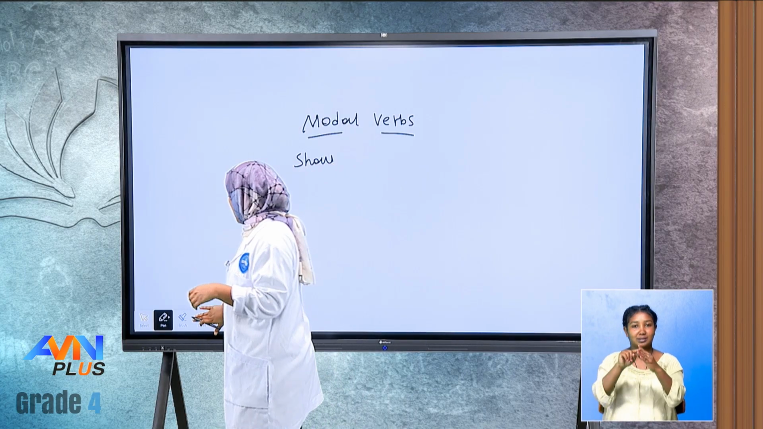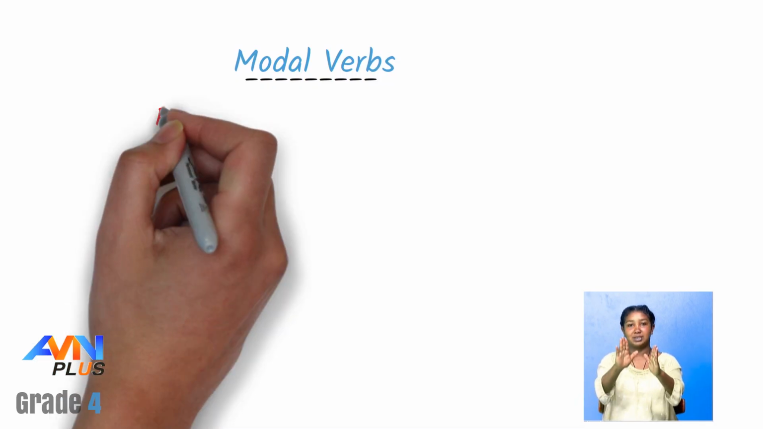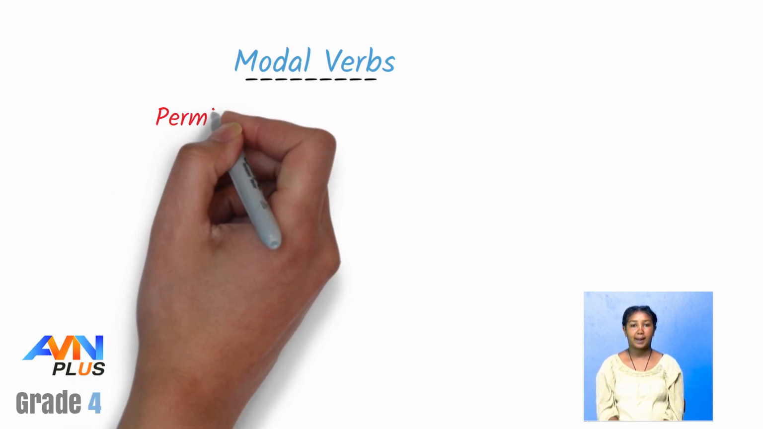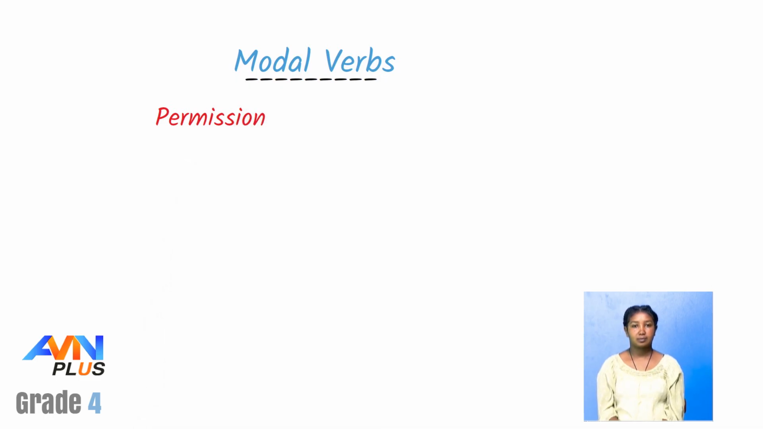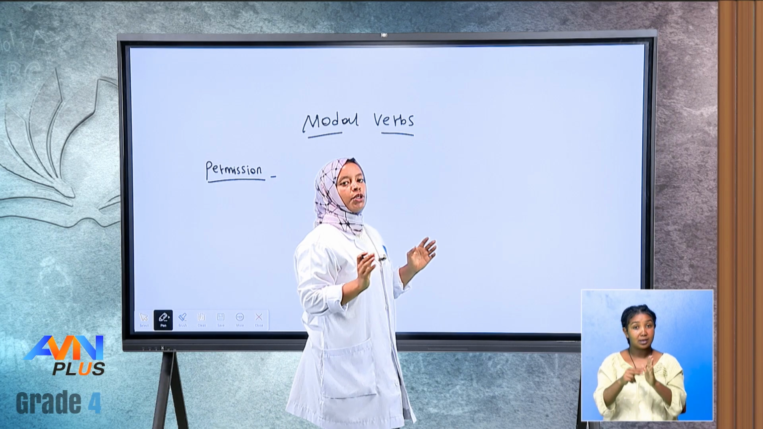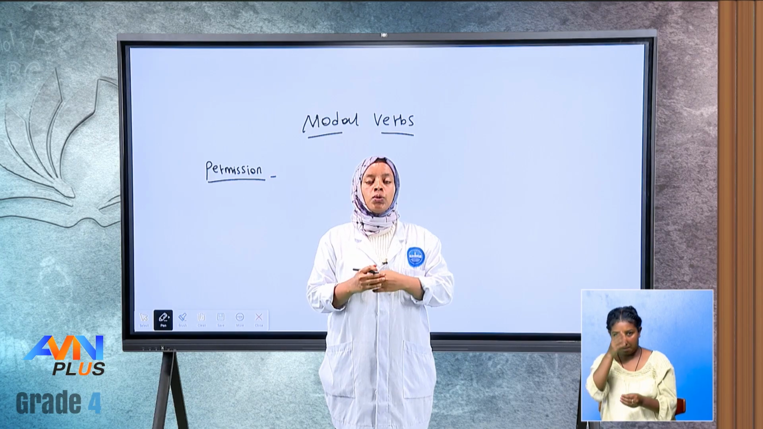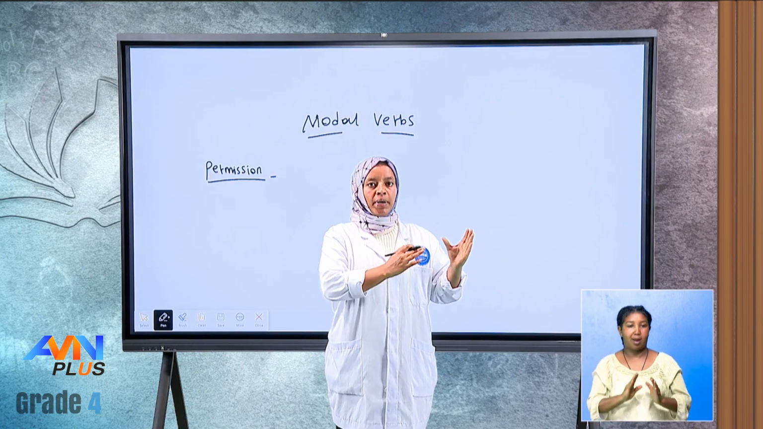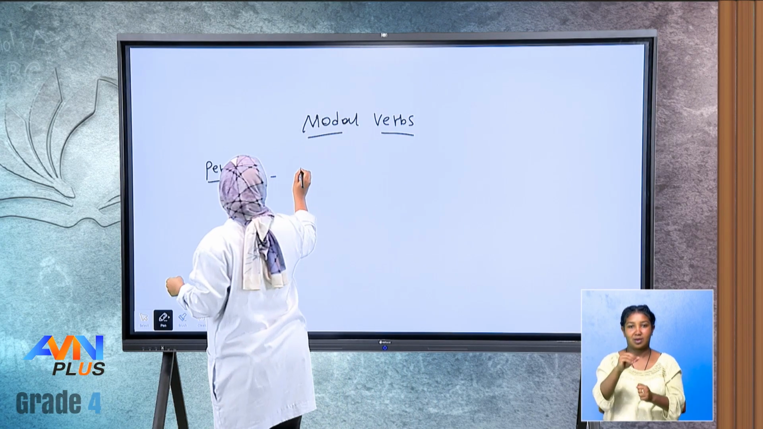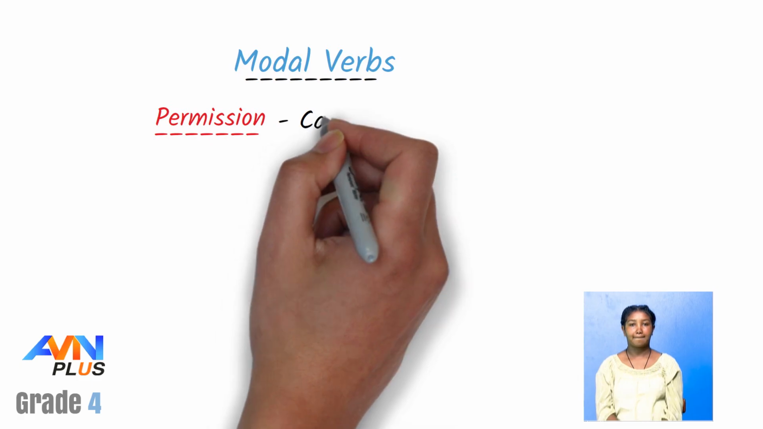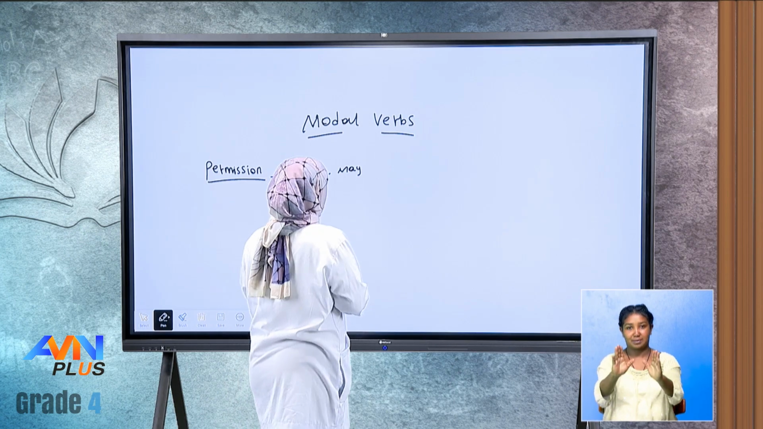Students, let us start with modal verbs. The first one is permission. When we say permission, we mean asking permission from maybe your teacher or your parents to do something, to get allowance from somebody. For example, we can use can for permission. And also we can use may to ask permission in a formal way.